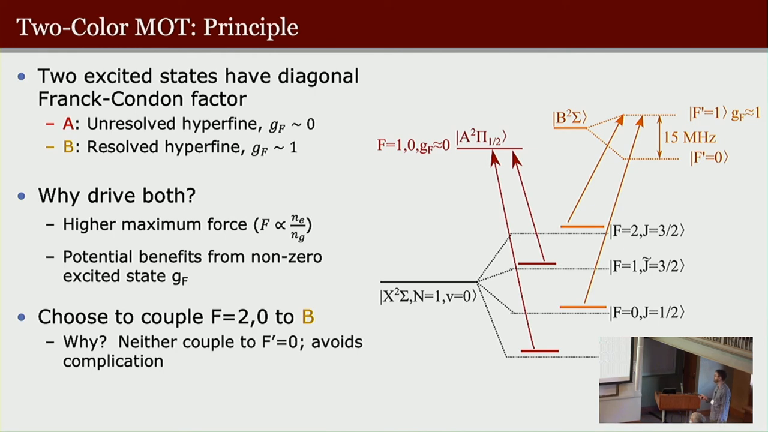So I chose to run some simulations where I coupled the F equals 2 and F equals 0 states to this B state. And why did I pick those? Well, neither of them couple to F prime equals 0, and that avoids the complication presented by the resolved but somewhat small hyperfine structure up here. Basically, if you go slightly red detuned of this state, you are slightly blue detuned of this state, which can be a problem. So to avoid that problem, I just didn't couple these two. Those two I picked to go to the A states.